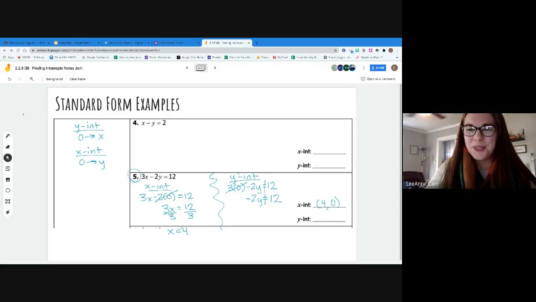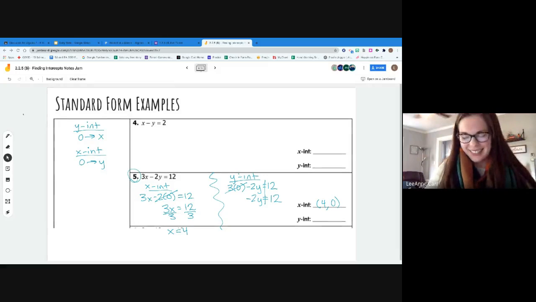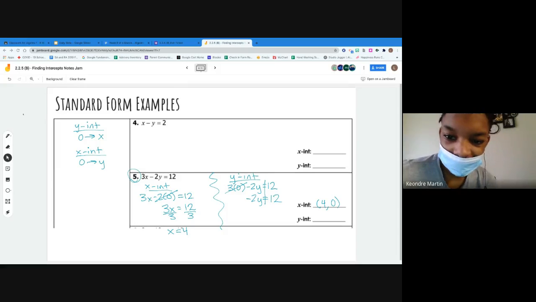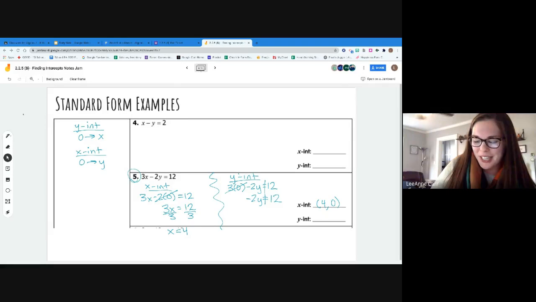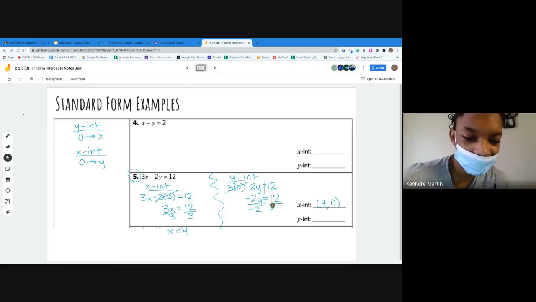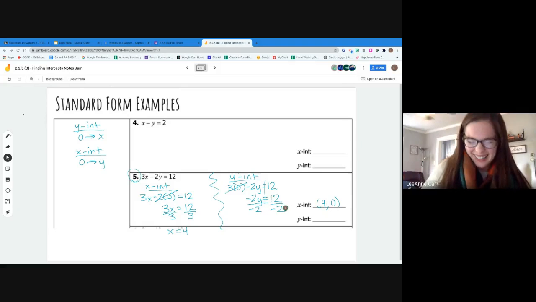It's not just a 2. I said divide. Yeah, we're going to divide by what? You said divide by 2. It's not just 2. Oh, 12. No, negative 2, Keandre. You were so close. Negative 2? There we go. You got it.